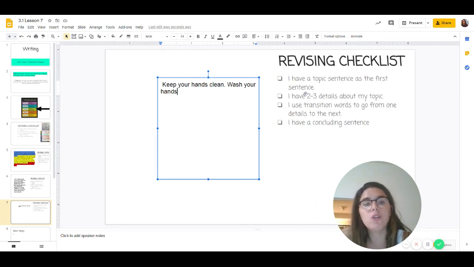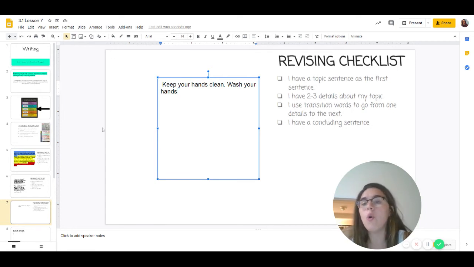The next thing, I have 2 to 3 details about my topic. They did say keep your hands clean and wash your hands. I would say those are the same detail. That's only really one detail you're saying, which is clean your hands. That's really it. Wash your hands. So this person needs more details. I use transition words. No, this person does not use transition words. I have a concluding sentence. This student does not have a concluding sentence.